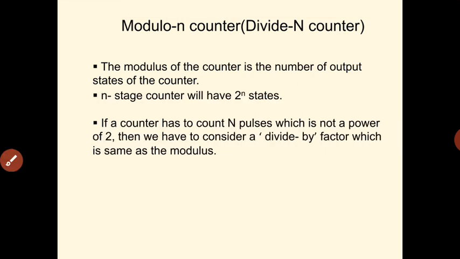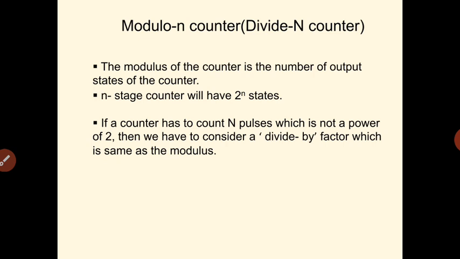So an n stage counter will have a maximum of 2 to the power of n different output states. For example, if you are considering an n stage counter wherein I am using n number of flip-flops for the construction of that counter, that will have a maximum of 2 to the power of n different output states.